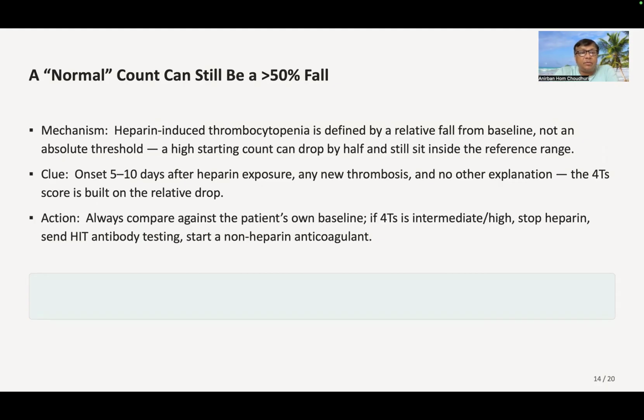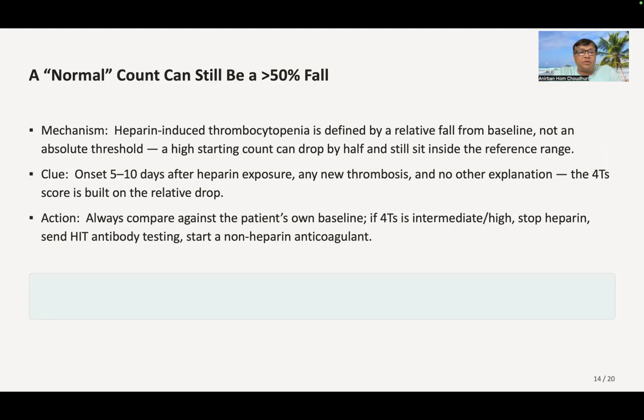So the mechanism is that HIT is defined by a relative fall from the baseline. There is not an absolute threshold. So a high starting count can drop by half and still sit inside the reference range. That is, it may look normal.